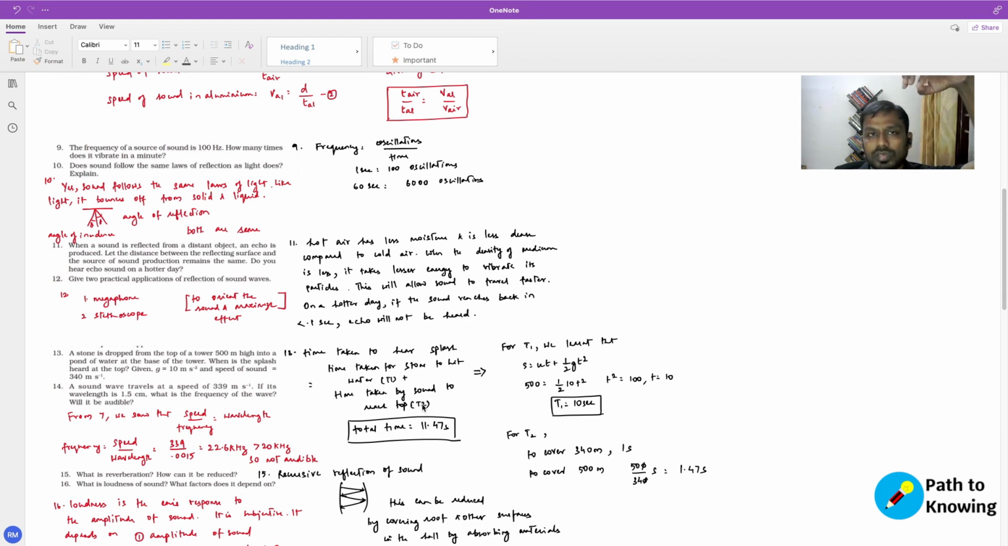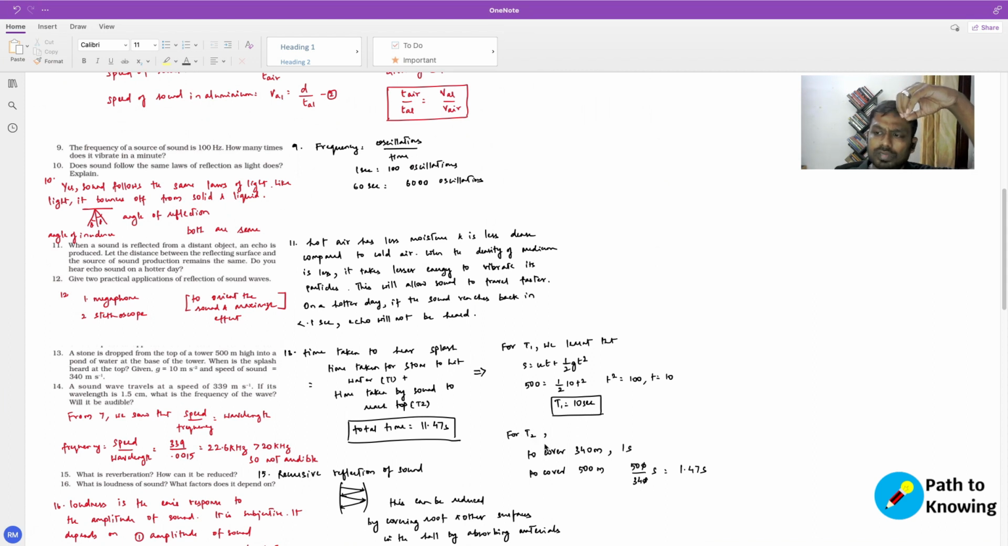So you have dropped the stone from the top. The stone has to first reach the water, that is time T1, and then the sound has to reach back to the person who's standing on the top, right? So that is T2. For T1, from the laws of motion, we know that the distance traveled is equal to ut plus half g t squared. And we know that u is 0 because the stone was at rest before being dropped. With that, you will be able to solve for t to be 10 seconds.